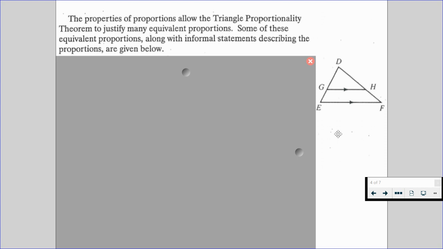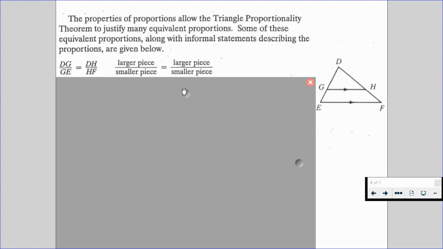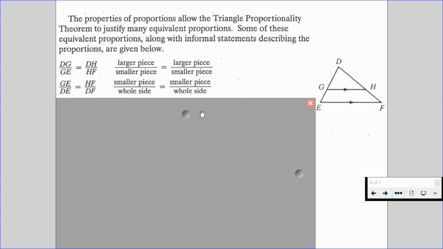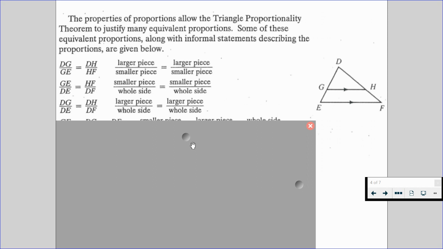So we have a diagram over on the right-hand side. We have a big triangle DEF and a smaller triangle DGH. We're able to compose the following. DG over GE is equal to DH over HF, which is the larger piece over the smaller piece, is equal to the larger piece over the smaller piece. As we continue down, GE divided by DE is equal to HF divided by DF. The smaller piece divided by the whole side is equal to the smaller piece divided by the whole side.